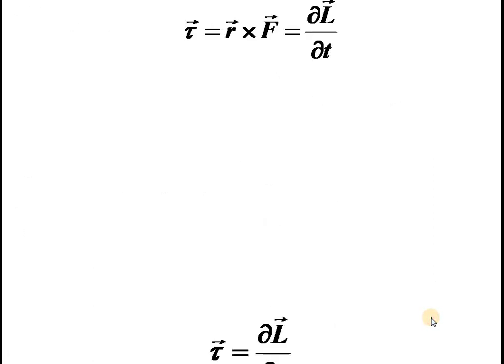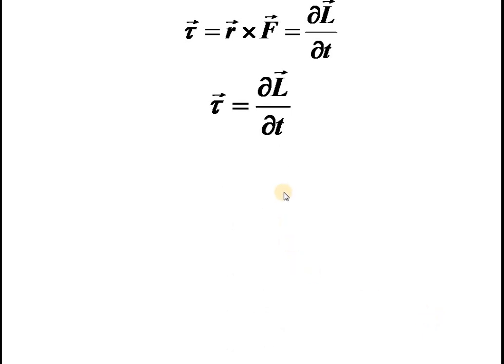R cross vector F is nothing but the torque acting on the body, and we have studied it. So we can say the torque is equal to the time rate of change of angular momentum. This is something connected with our linear motion. In linear motion, we had vector F equals delta P by delta T. Force is equal to rate of change of momentum.